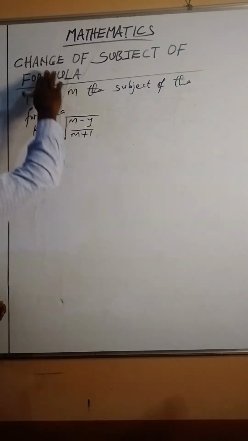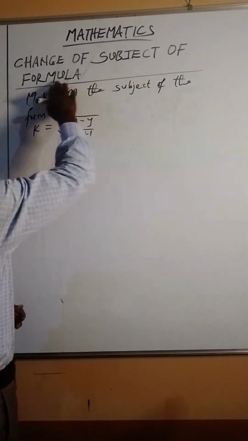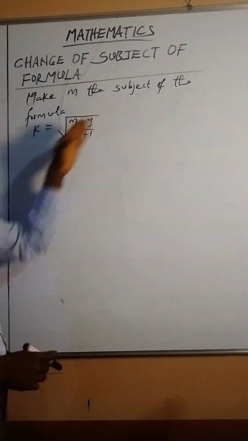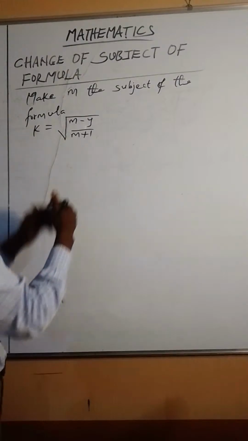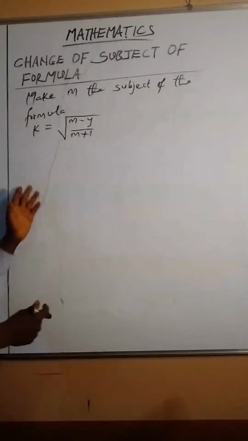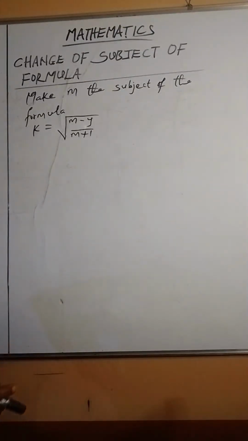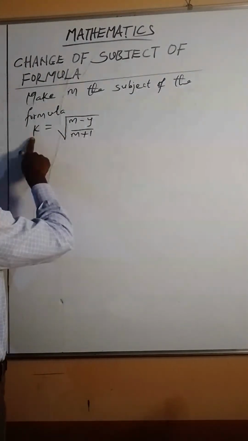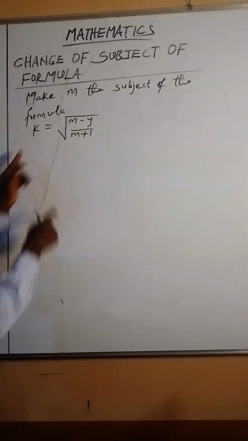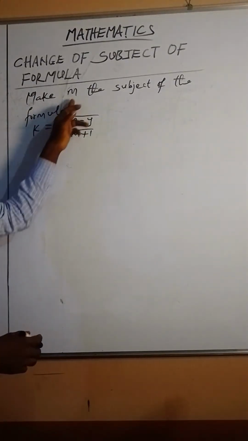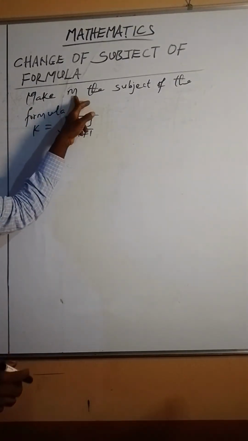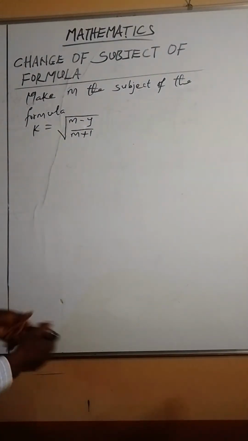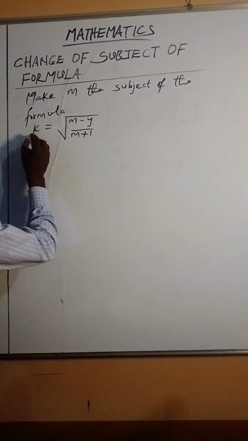Here, we are going to be looking at change of subject of formula. The first question is that we should change the subject of formula from K. Here, K is the subject of formula. We are changing it to M right now. So it is quite easy. What we are simply going to do is to square both sides.